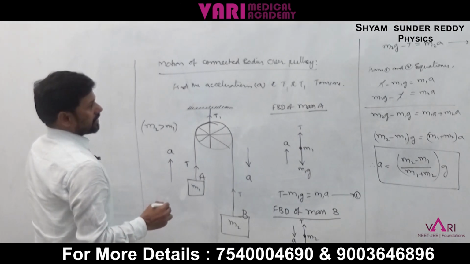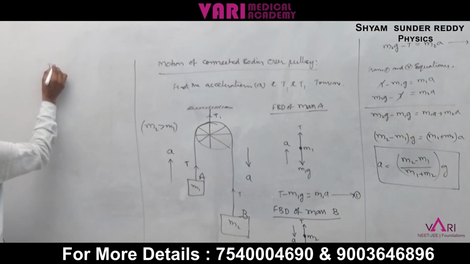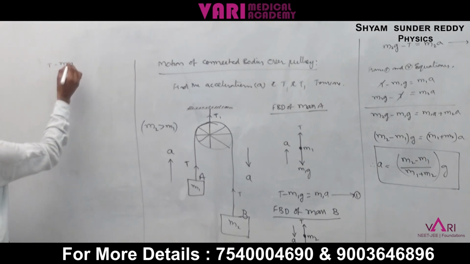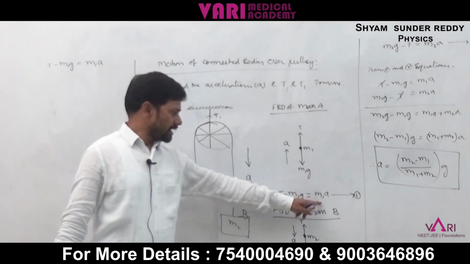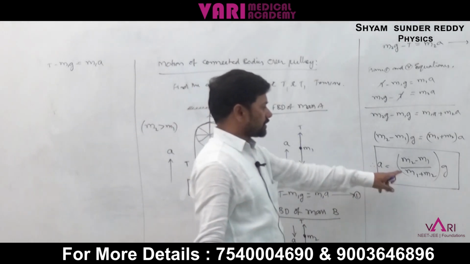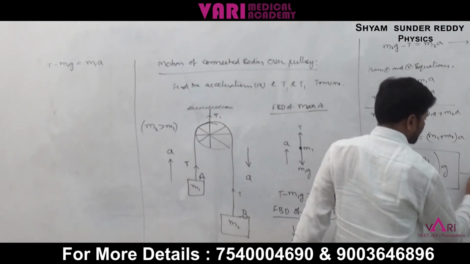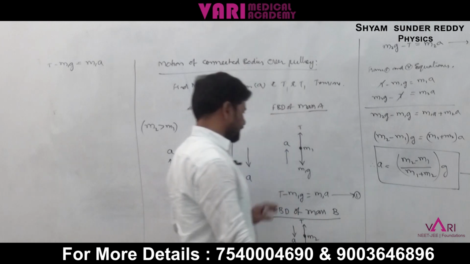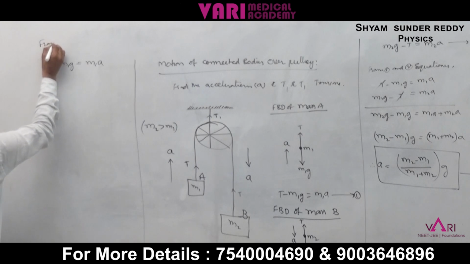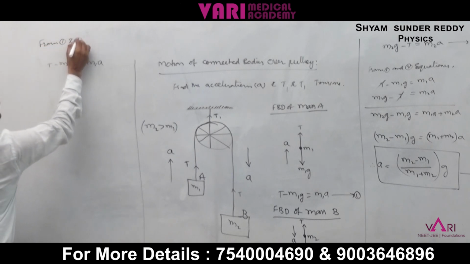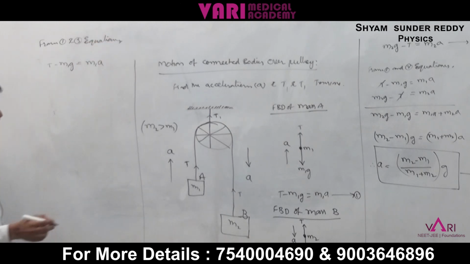What is the equation? T minus m1g is equal to m1a. The equation is there, right? Substitute the a value in this equation. Take this as equation number 3. So we can write from equations 1 and 3.